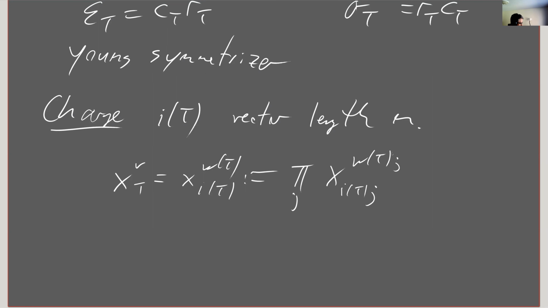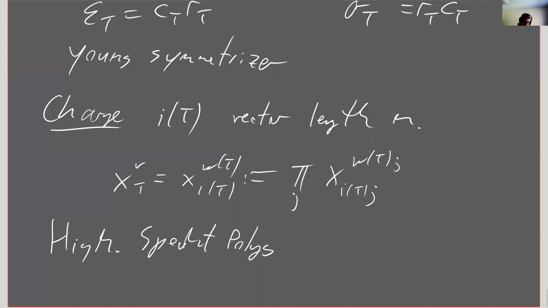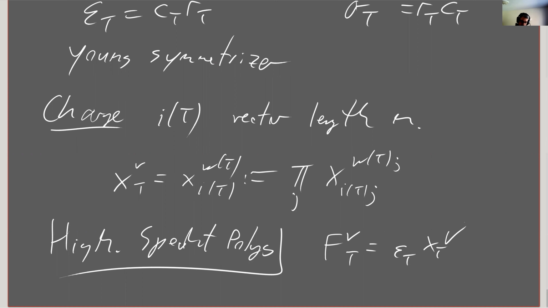Okay, and so the higher Specht polynomials are these: F vT is epsilon T times x^{vT}, and H vT is sigma T times x^{vT}. So the only difference here is that we're using a different idempotent, and this is the variant of the higher Specht polynomials.